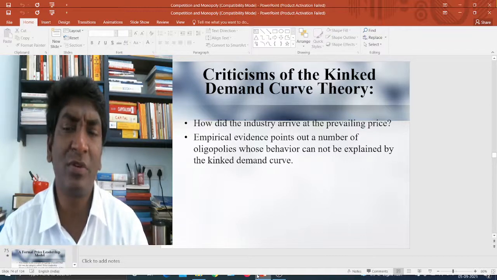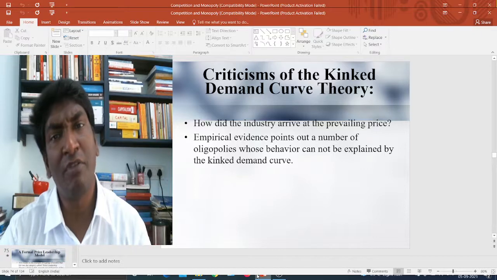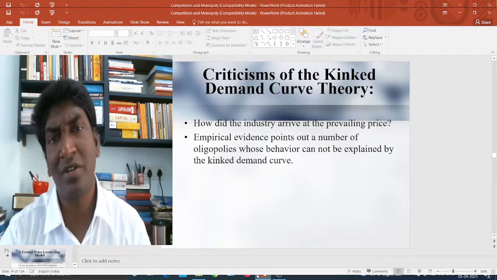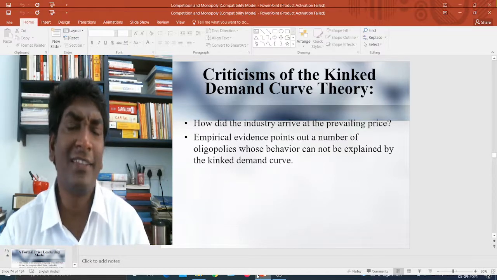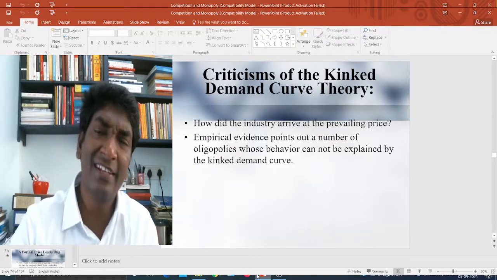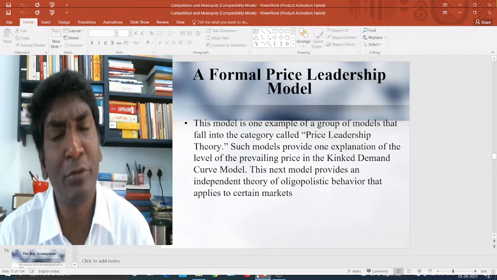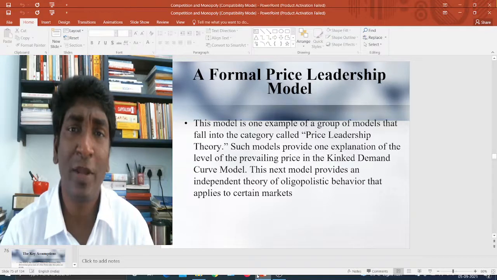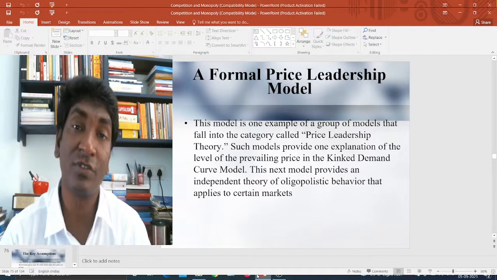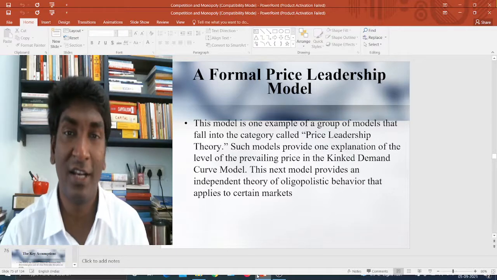So empirical evidence points out that there are a number of oligopolies whose behavior cannot be explained by the kinked demand curve. Of course, even a number of empirical evidence tells the other way around, nothing to do with perfect competition or the other kind of market situation. So the results are mixed in that. So you cannot simply say that this doesn't exist at all. Being a theoretical proposition, the possibilities logically exist, and if the possibility logically exists, it means there is a chance. In empirical literature there is supporting literature as well as opposing literature, so we cannot simply say that it doesn't exist. We'll keep it as a discussion.